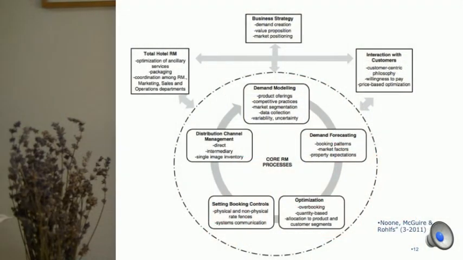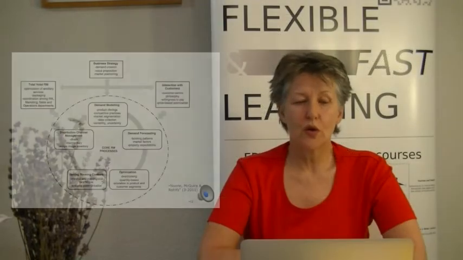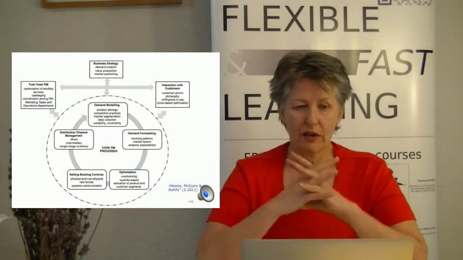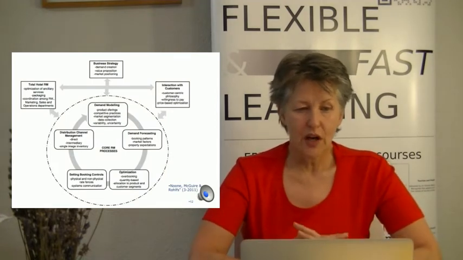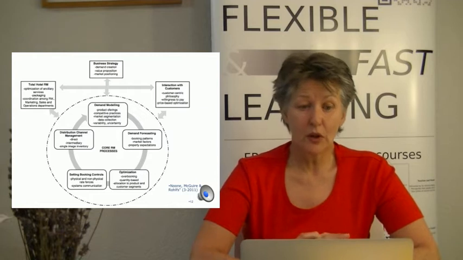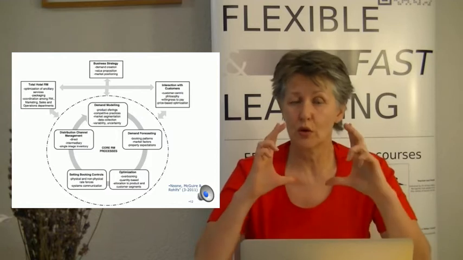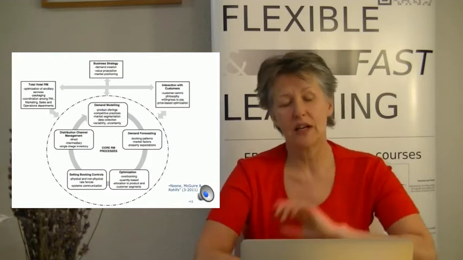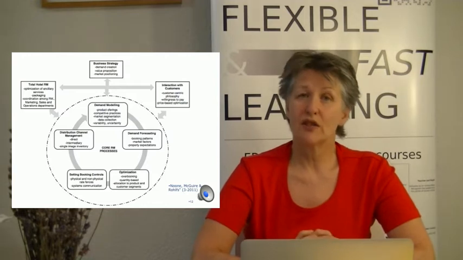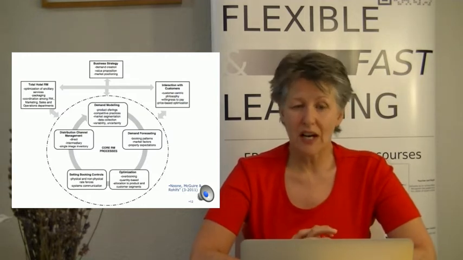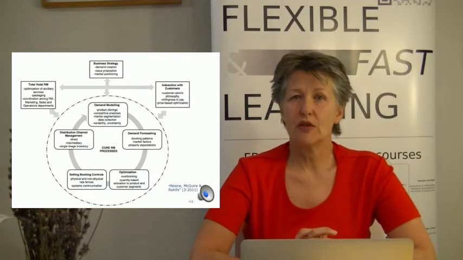What you see here on this slide is a nice diagram that was included in an article by Noone, Maguire and Rolfs in 2011, and this shows those core revenue management processes at the heart of revenue management. So you have distribution channel management, demand modelling, demand forecasting and optimization, as well as setting booking controls as core processes. And then on the outside of that inner circle, you'll see that we have total revenue management, business strategy and interaction with customers, so all related to things that we've just been talking about.